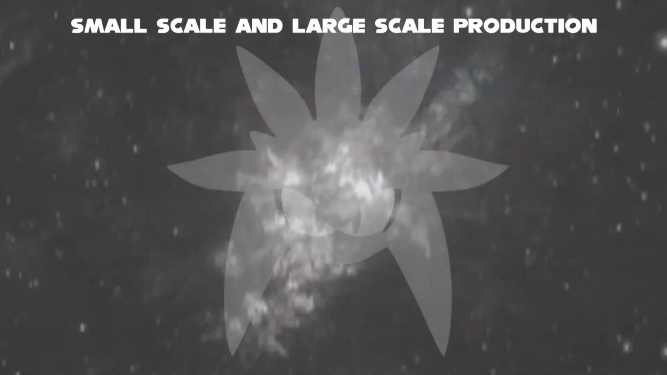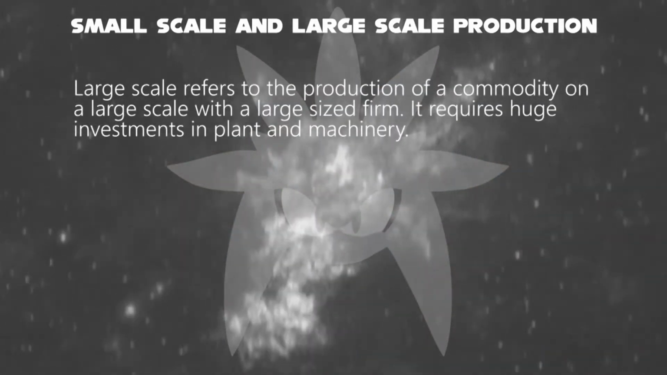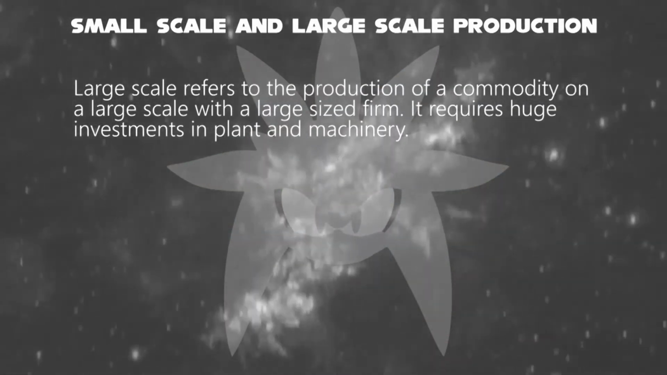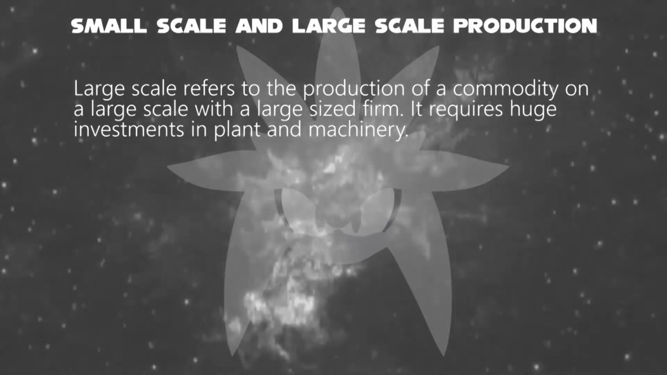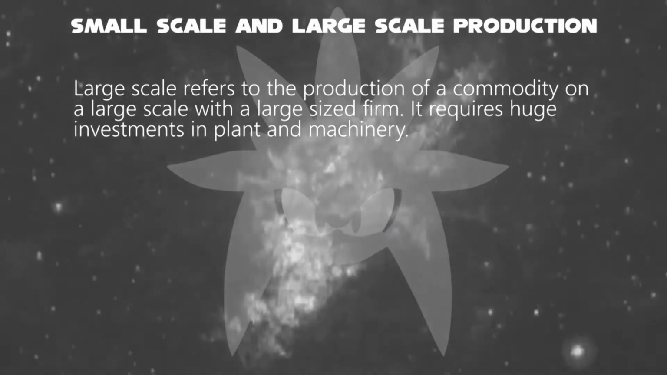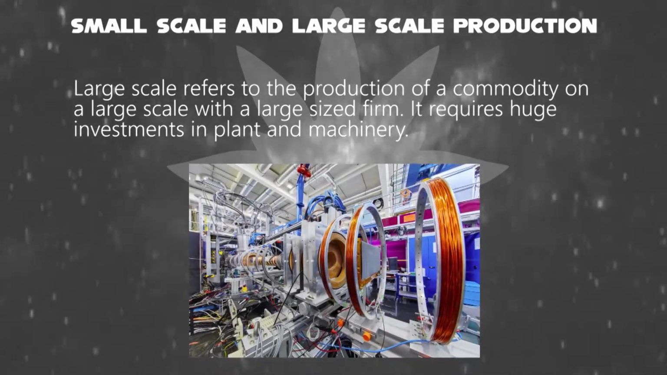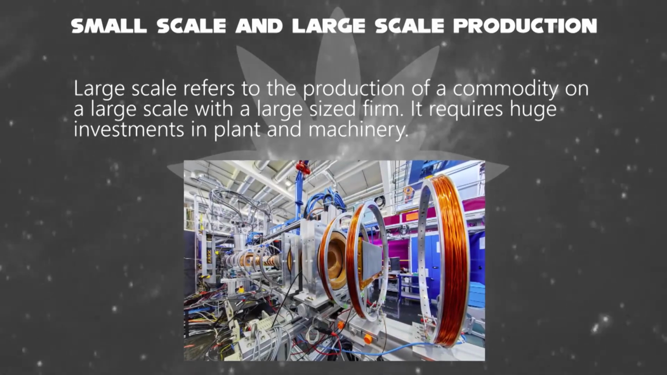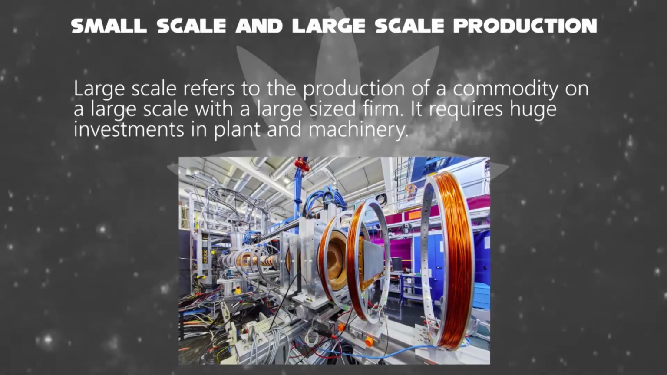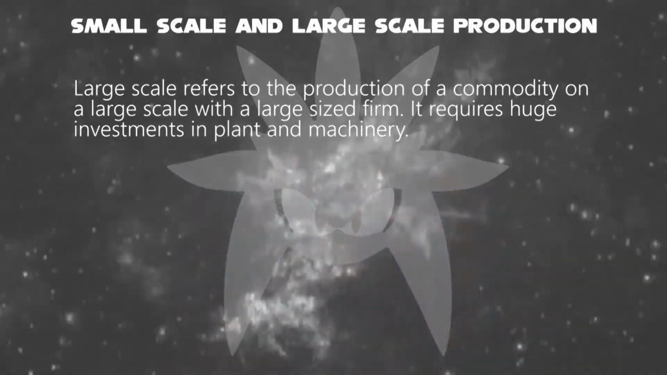On the other hand, large-scale production refers to the production of a commodity on a large scale with a large-sized firm. It requires huge investments in plant and machinery. Large-scale firms are characterized by mechanization, division of labor, and production and sale of goods in large quantities.